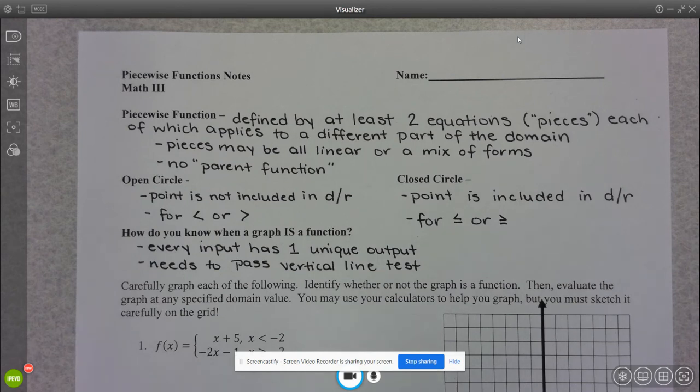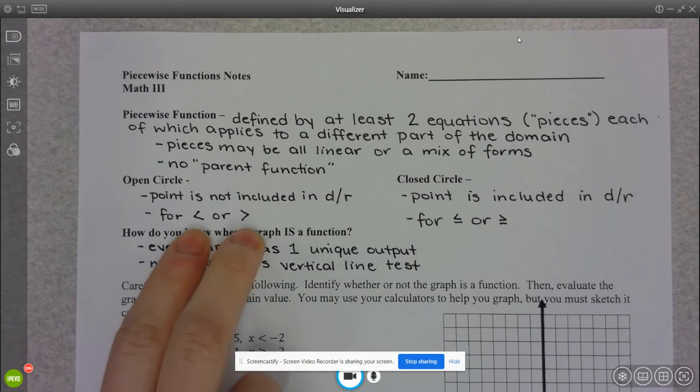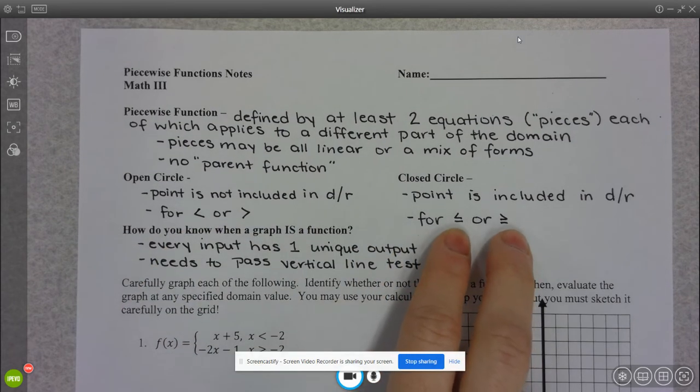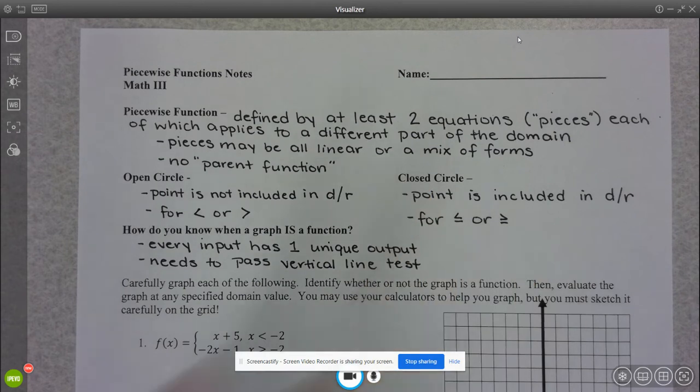Now we have to think back to Math 1 when we were graphing linear inequalities. If we have an open circle, that means that point is not included in our domain or range, and it's for inequality signs that do not have an equal to. On the opposite side of that, if I do have an equal to sign, that means we get a closed circle and the point will be included in the domain or the range.